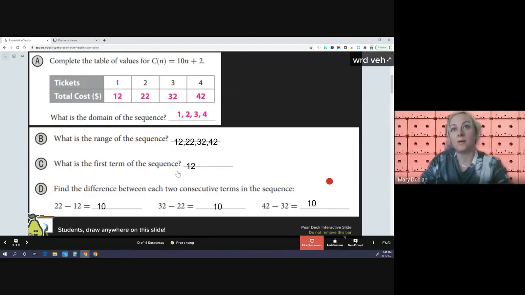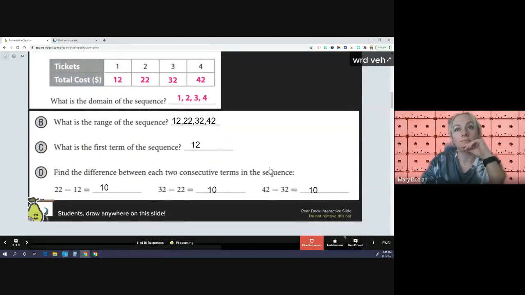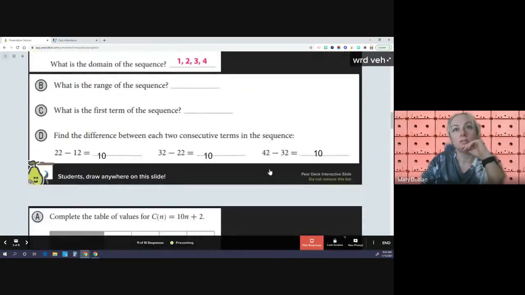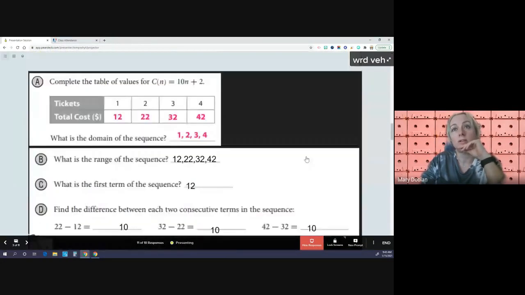Okay. The sequence comes from the function. So the sequence is the outputs. 12, 22, 32, 42. That's the range. Range, output, those are the same thing. Find the difference. These are all 10. That's correct. Good job. Just another person got it correct. This person got the differences correct.